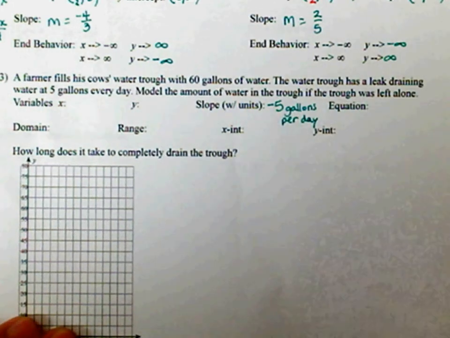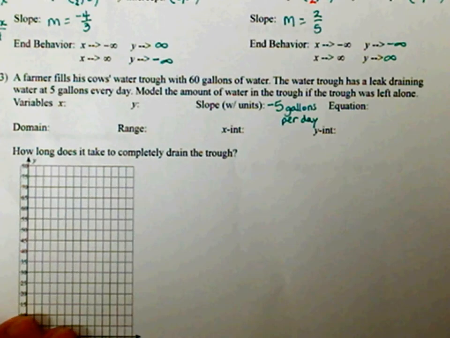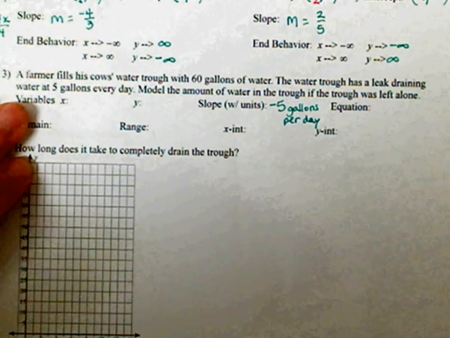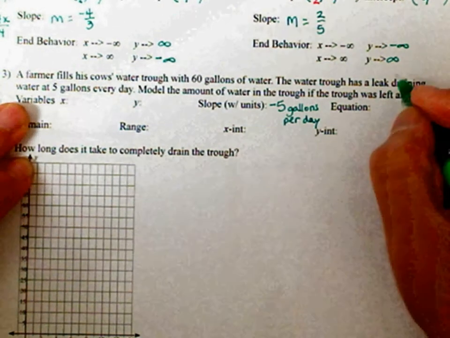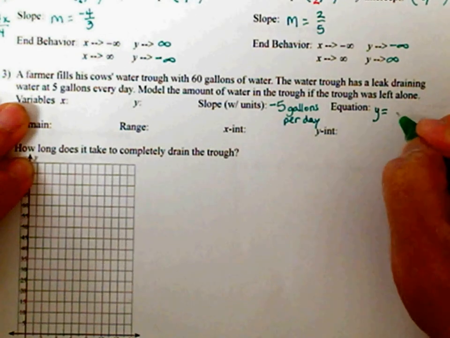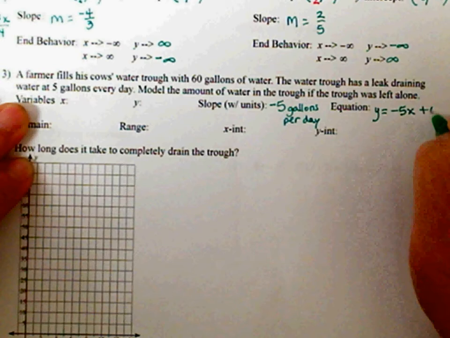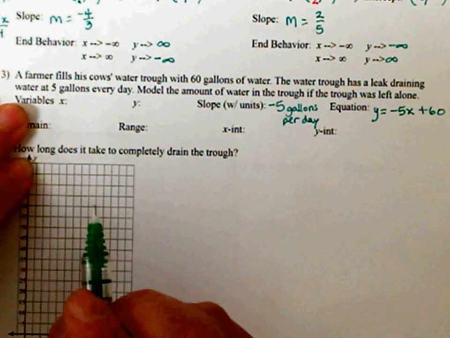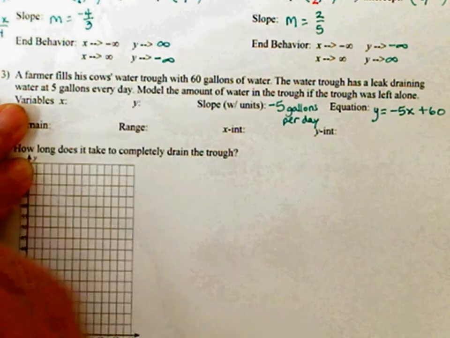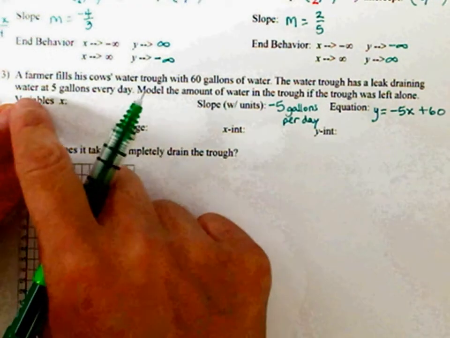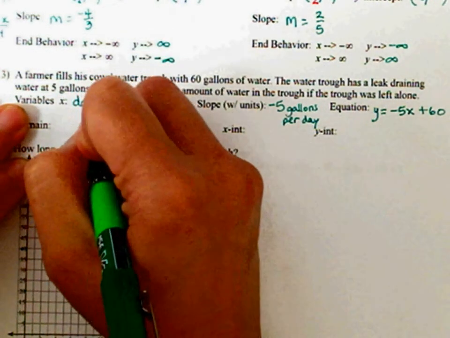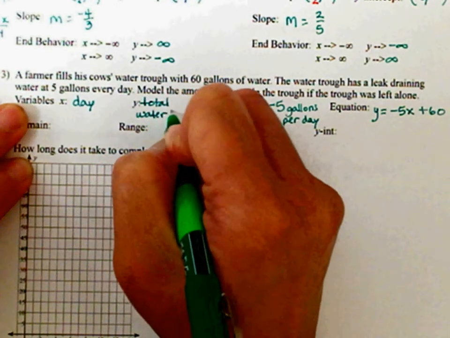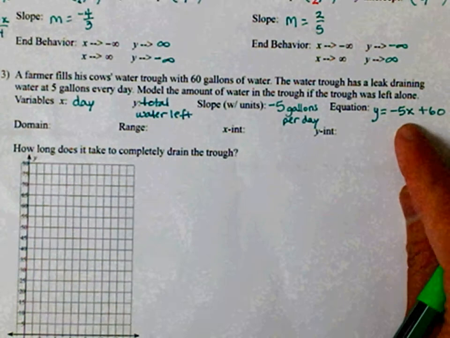What is our x value? Our x value is the amount of water, and the y is what is left. So if I were to write the equation, it would look like this. Y is equal to negative 5x plus 60, because I started off with 60. X is every day. So this is the day, and your y is your total water left, because he's losing 5 gallons per day.